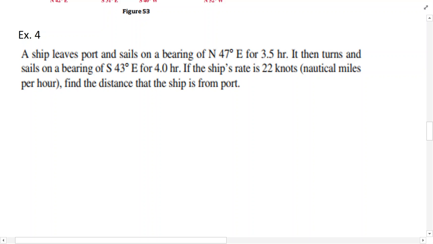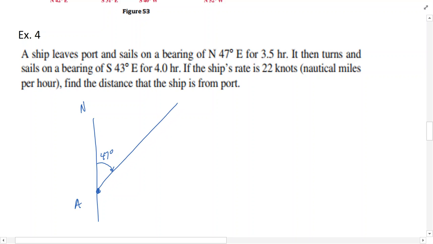So the first thing that we're going to do is at least identify the path the ship is sailing on. So we know that it starts out here. It leaves port, so we're going to let A represent the port. And it sails on a bearing north 47 degrees east. So if I draw a line representing north, and I rotate 47 degrees to the east, so I'm going to rotate 47 degrees to the right, then I've rotated to the east. So we have this heading here.